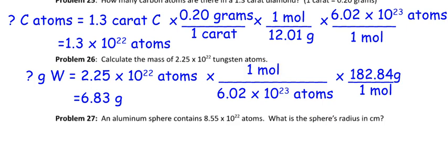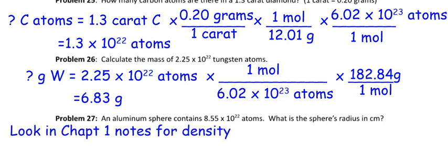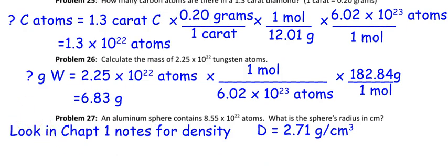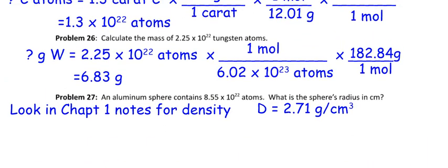That's density, isn't it? So I wrote, look in chapter 1 notes for the density of aluminum. I'll give you this one, but for the next couple, you need to go back and look at your notes. There's your density. So I need to find mass, then I can use density, then I can find volume, then I can find radius. So let's go ahead.